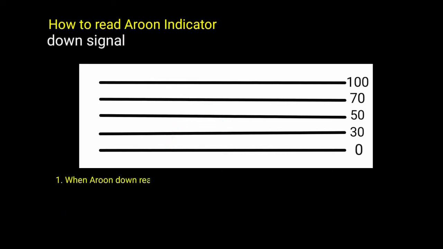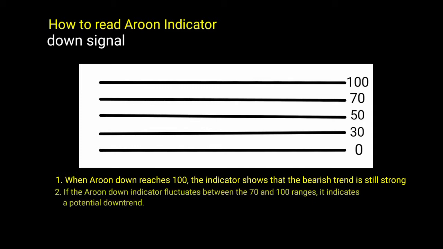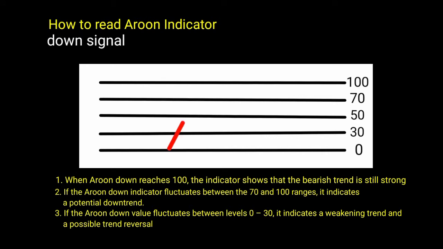When Run-Down reaches 100, the indicator shows that the bearish trend is still strong. If the Run-Down indicator fluctuates between the 70 and 100 ranges, it indicates a potential downtrend. If the Run-Down value fluctuates between levels 0-30, it indicates a weakening trend and a possible trend reversal.